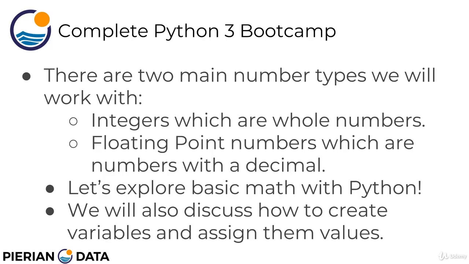We already briefly mentioned that there's two main number types that we're going to be working with throughout the course, and that is integers, which are whole numbers, and floating point numbers, which are numbers with a decimal. We're going to be exploring a little bit of basic math with Python, and then we'll also discuss how to create variables and assign them values. Let's open up a Jupyter Notebook and get started.